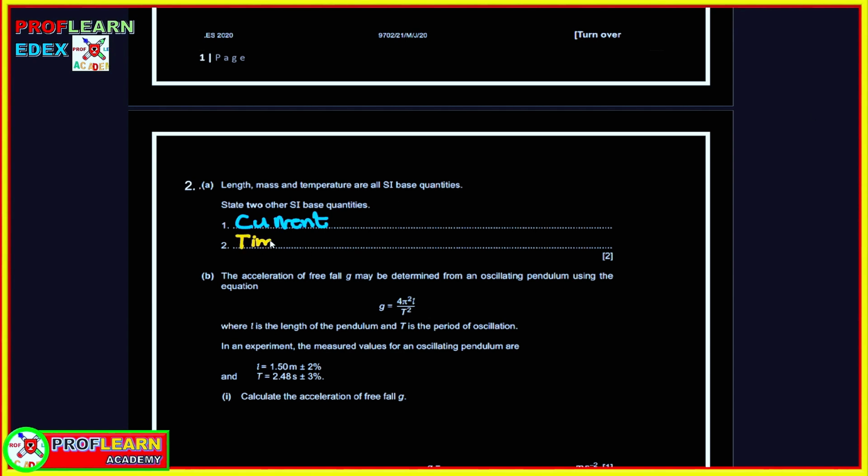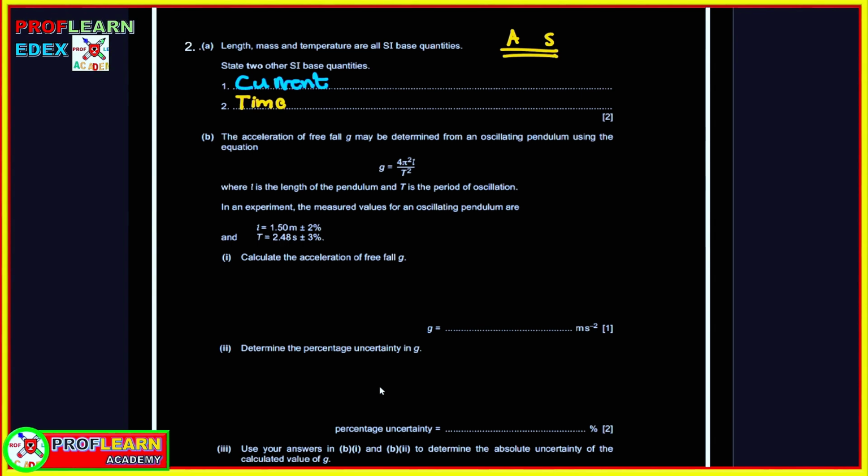In CIE A level physics, AS, you need to understand the 5 SI base quantities. That is length, mass, temperature, current, and time. But if we are talking of SI units, the base SI unit for current is ampere, and for time is seconds.